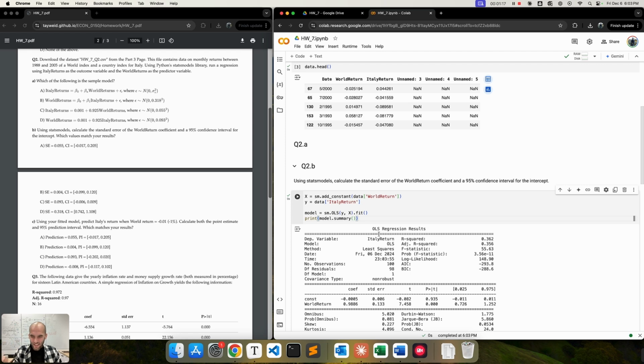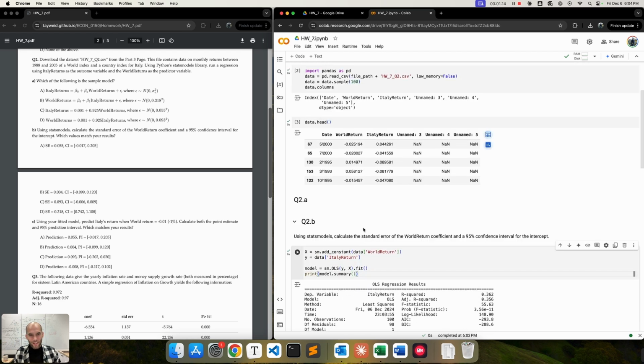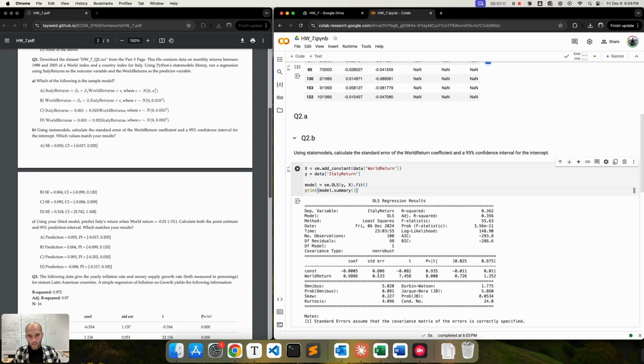Okay, so this is not the answer. You would get different numbers. But you'll remember we're looking for the standard error of the world return coefficient. So to find that, we just go down to world return. This is the coefficient, and then we can find the standard error. So this is sort of the S in our hypothesis testing. But here we're just looking at the variability in the coefficient itself, and not the population estimate like we did with hypothesis testing. Okay, so nice. So that's the first part.